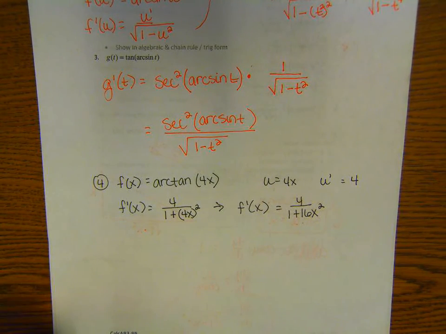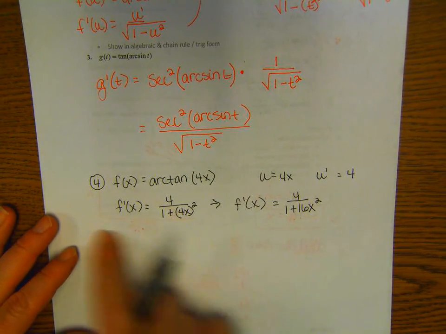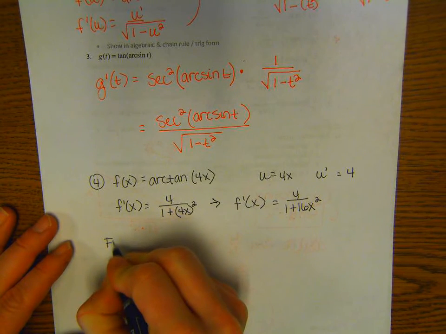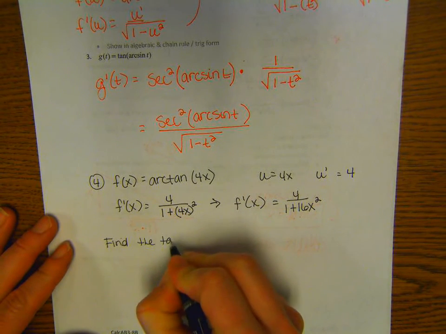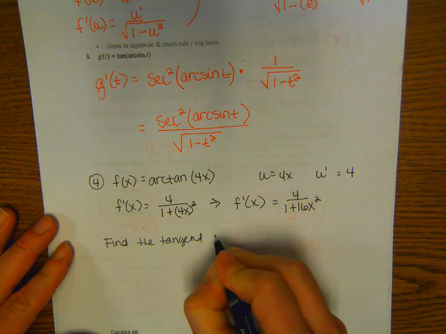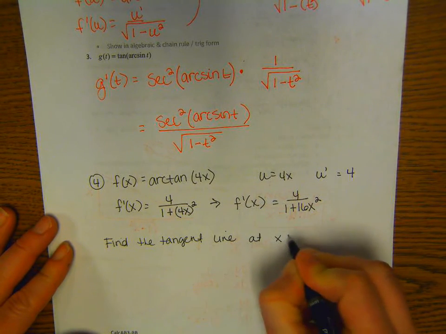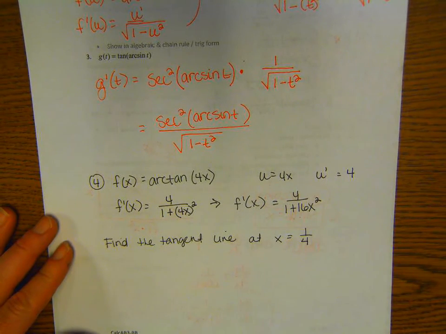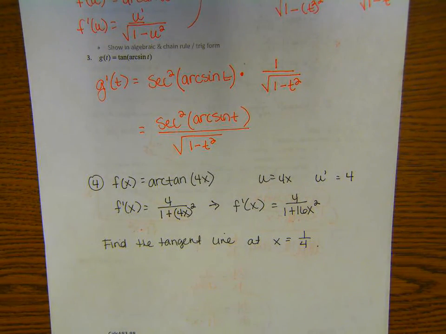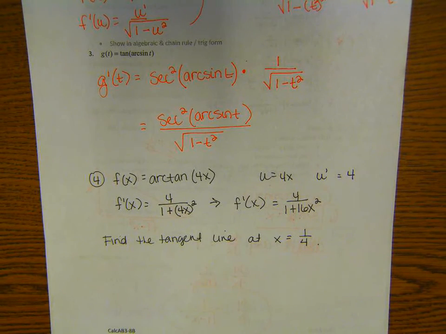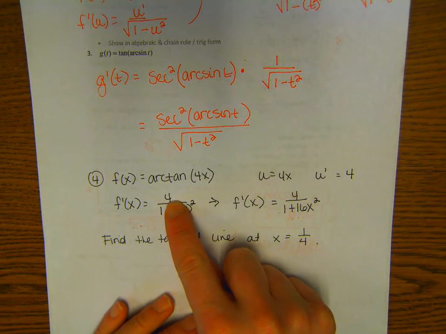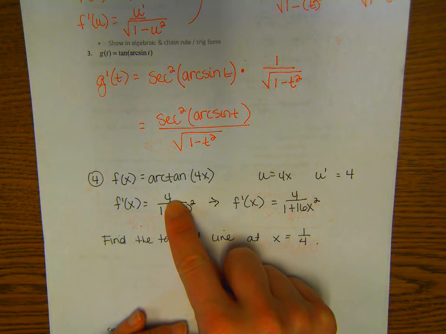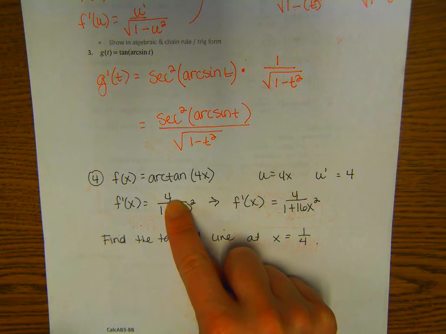So just to tie this in so we don't forget what we're really doing, let's use this to find the tangent line at x equals 1/4. How come you don't have to multiply that by 4? I did. It's already in the problem. Okay. Yeah. So the reason we have u prime on top is it's really just making sure you account for chain rule. Okay? Good question.